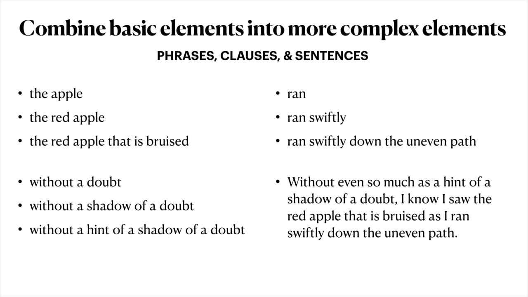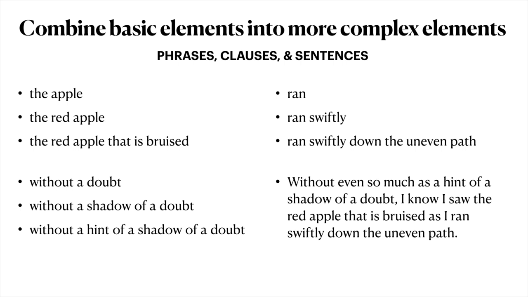Let's expound this example a little bit more. We can say, not just without a doubt, but without a shadow of a doubt. This is getting into some pretty subtle distinctions. What's the difference between the phrase without a doubt and without a shadow of a doubt? Or go even further, what about without a hint of a shadow of a doubt? So we're able to use these basic elements, these words that are themselves formed from morphemes, to combine in sophisticated ways to describe a situation, to convey information, and to do so in a way that allows a great deal of subtlety and sophistication.